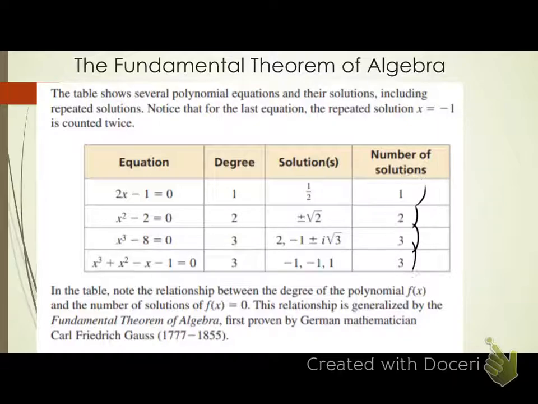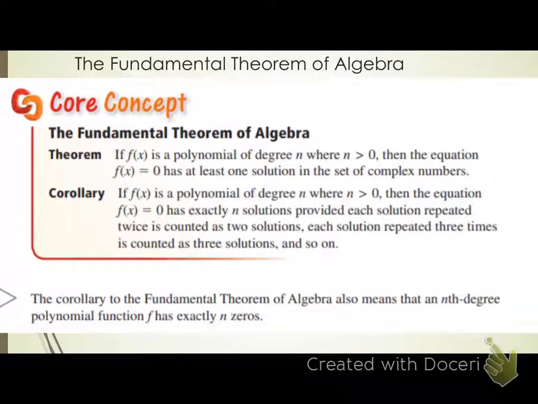So let's take a look at the actual theorem. The fundamental theorem of algebra: if f of x is a polynomial of degree n, where n is greater than 0, then the equation f of x equals 0 has at least one solution in the set of complex numbers, aka our imaginary numbers.